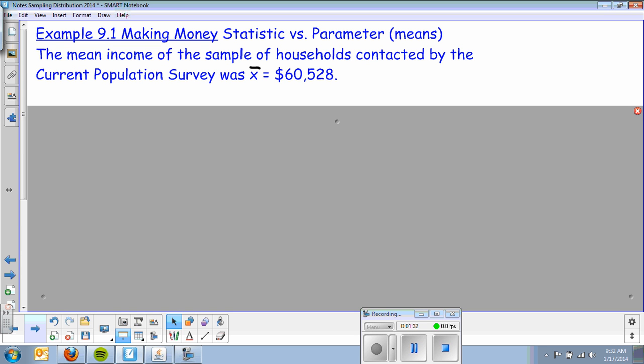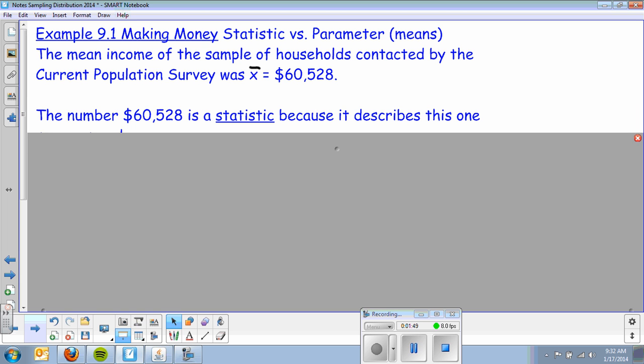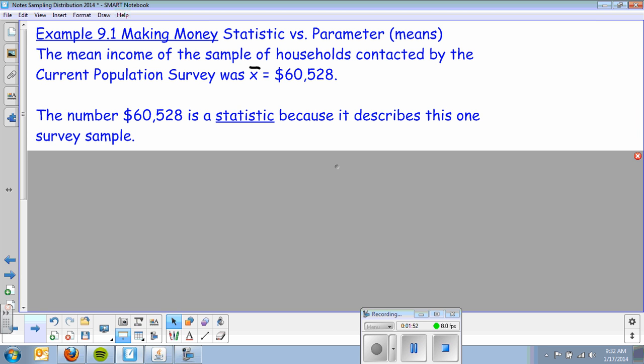So here's an example of statistic versus parameter for a mean problem. The mean income of the sample of households contacted by the Current Population Survey was x bar equals 60,528. Because 60,528 was calculated from the sample, it is technically called a statistic. If you went around your neighborhood and knocked on people's doors and asked them how much money they make, and then you type those numbers in your calculator and get the average, you get x bar. That should look familiar, that's a statistic.